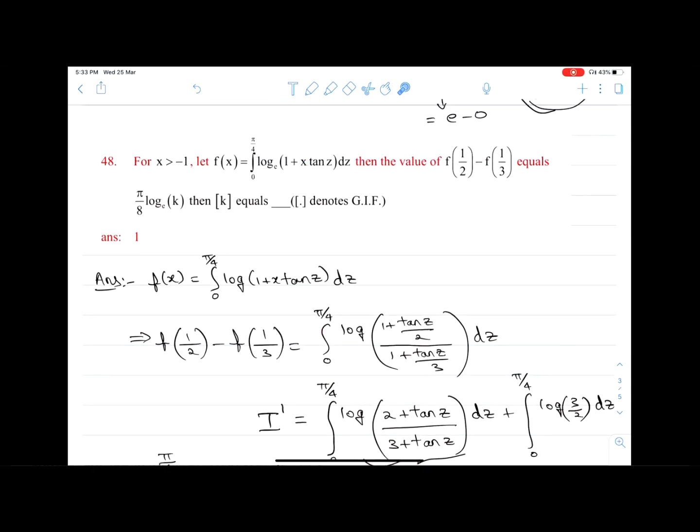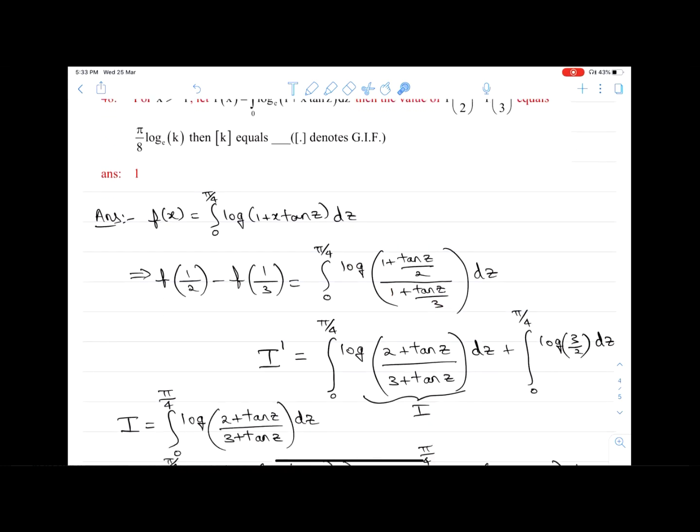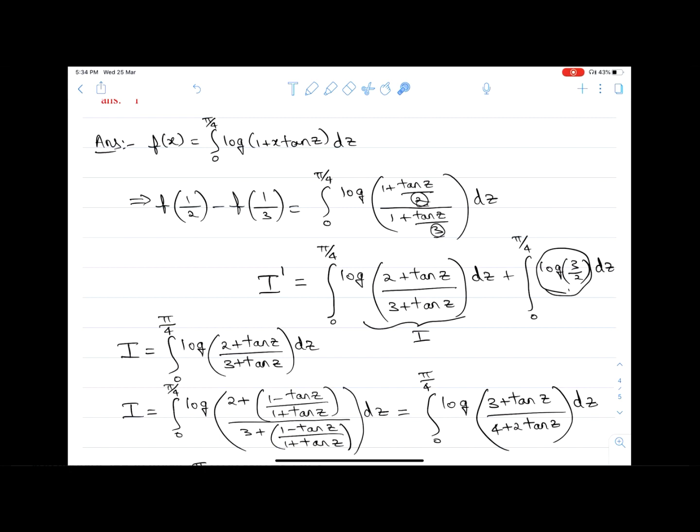What will you get? Integral 0 to pi by 4 log of 1 plus tan z by 2 minus integral 0 to pi by 4 log of 1 plus tan z by 3, which is nothing but integral 0 to pi by 4 log of (2 plus tan z) by (3 plus tan z). I'll be left over with a constant 3 by 2 here, this 3 and this 2. So that part I'm writing here, log of 3 by 2. So I'm splitting it into two intervals. Whatever value I get after evaluating, I dash, I'm writing it as I plus this constant.